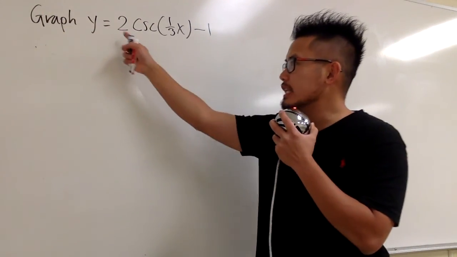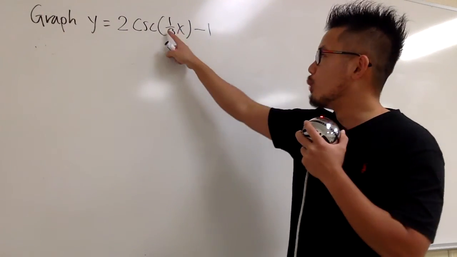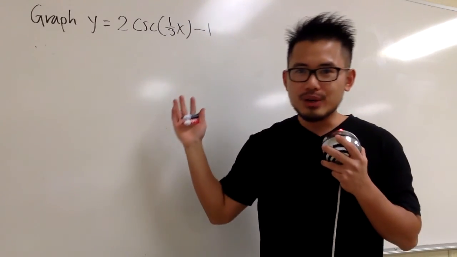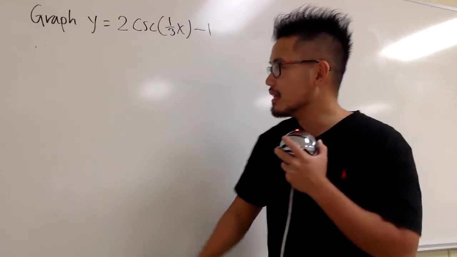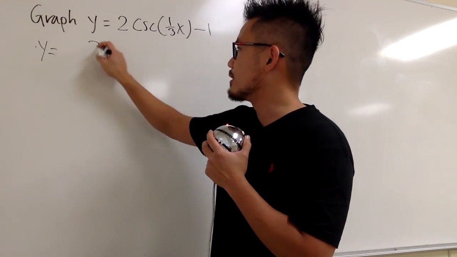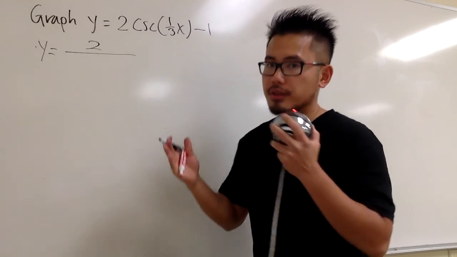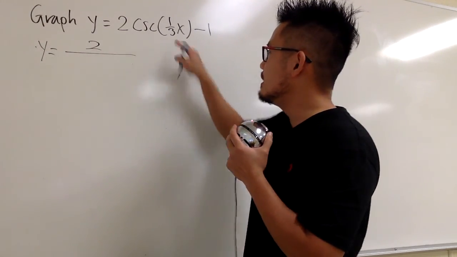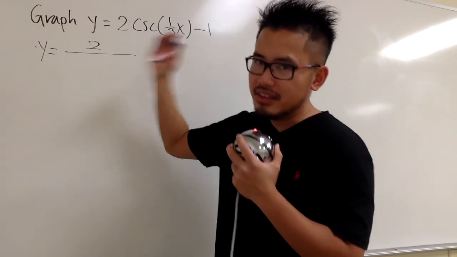Let's graph y is equal to 2 times cosecant of 1 over 3x in the parentheses and then minus 1. So of course, we are going to find out where the vertical asymptotes are, right? Let's look at this equation as y equals 2 on the top, over... we know cosecant is the same as 1 over sine. So cosecant of this is the sine in the denominator.